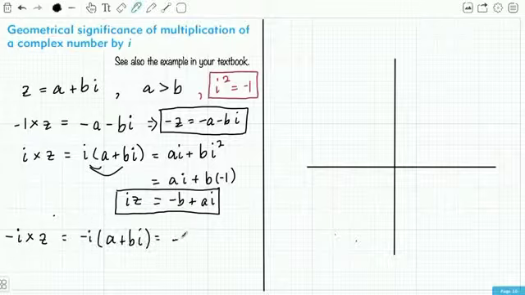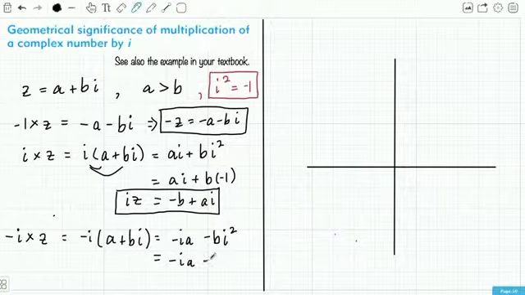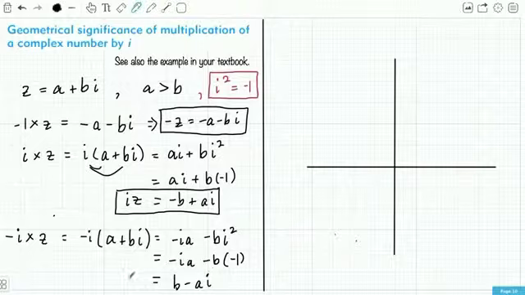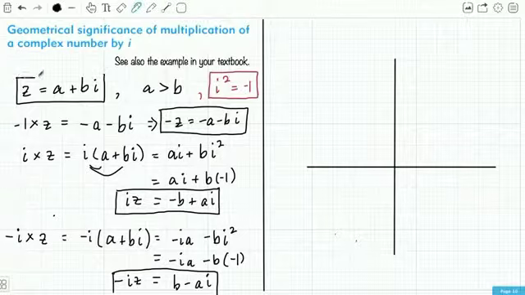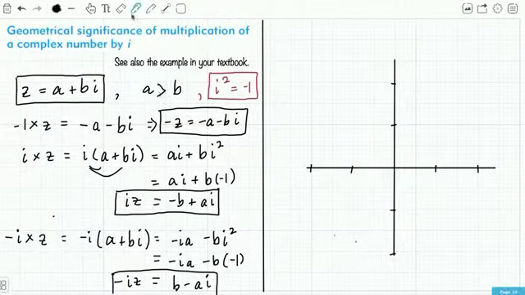So, multiplying that out, you've got -ai minus bi squared. This time, because you've got a negative in front of an i squared, which is -1, this is now going to be positive b minus a times i. So that's -iz. Okay. What we're going to do now is have a look at what happens in these three different cases, starting with this original complex number. So let's sketch these down.